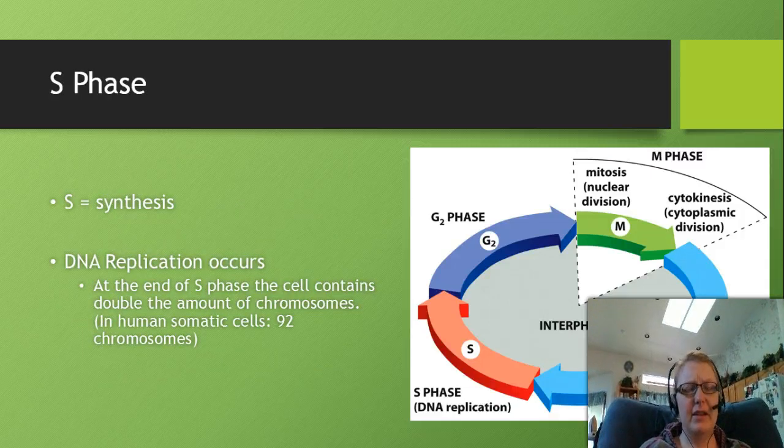The S phase is synthesis, and this is where the DNA replication occurs. And I'm not going to go into DNA replication because we've already spent a lot of time on DNA replication this semester, but if you want to review that, you can go back to Unit 2. Now, in humans, at the end of S phase, the cell's going to have twice as many chromosomes. So we're going to have 92 chromosomes at the end of S phase. And depending on the organism, the number is just going to be double whatever it normally is. So remember, from the end of S phase all the way up until cytokinesis, the cell now has double the DNA.